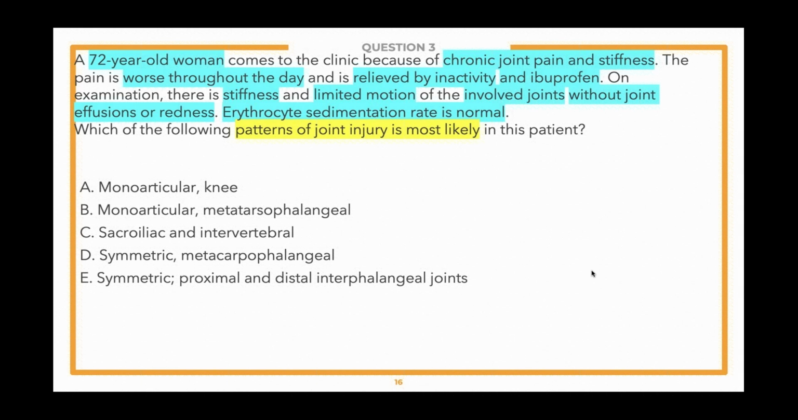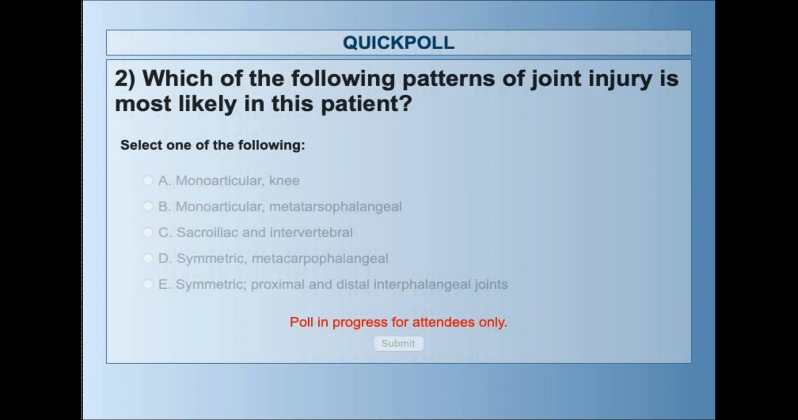Answer choice E, symmetric proximal and distal interphalangeal joints. D, symmetric metacarpophalangeal. C, sacroiliac and intervertebral. B, monoarticular metatarsophalangeal. And A, monoarticular knee. So we're going to go ahead and open up that poll. Go ahead and select what you think is the best answer here, and we'll talk about it in just a few seconds.